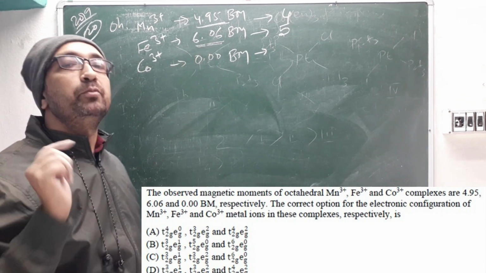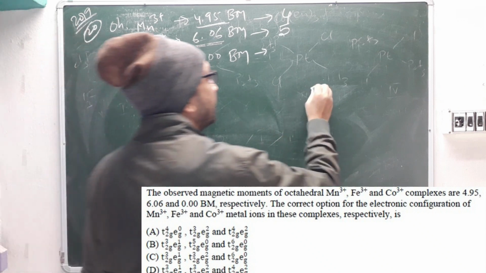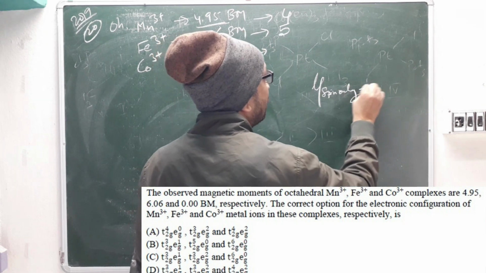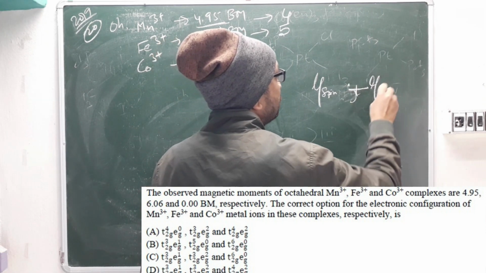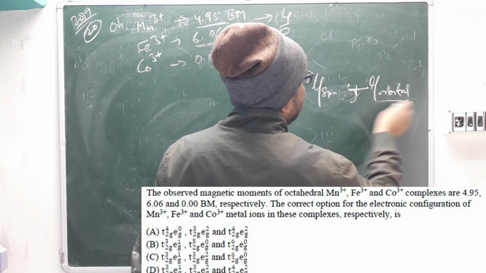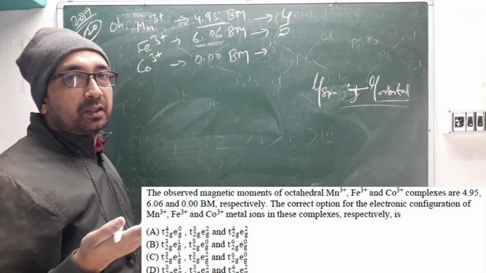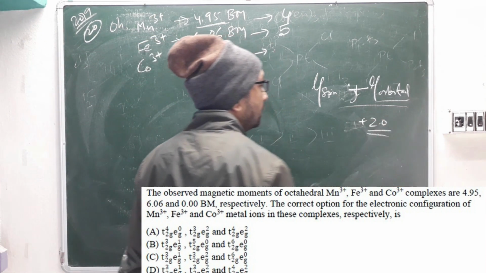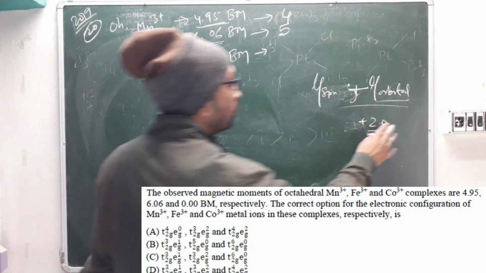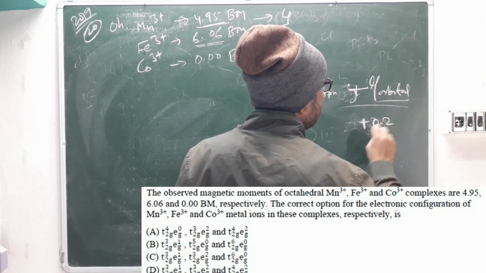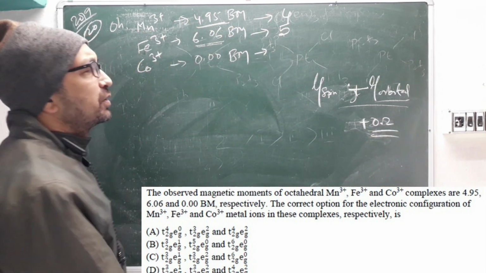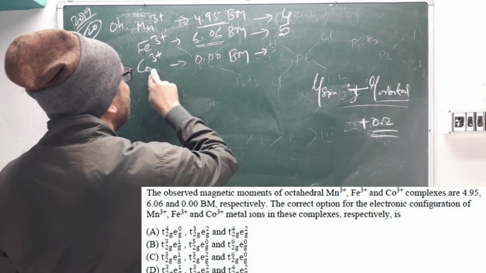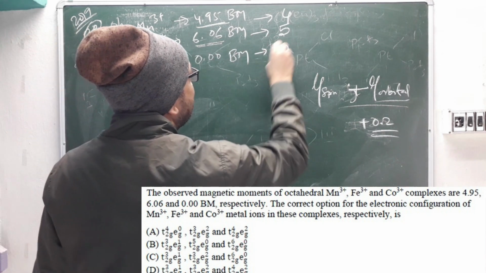Maybe the orbital magnetic moment they have also added, right? What we are calculating is mu spin only. Maybe in this, mu spin plus mu orbital, both they have added. If both they have added, you have to add plus 0.2 or 0.15, right? So this will be your 5 unpaired electrons. In cobalt 3 plus, 0 means there is no unpaired electron, 0 unpaired electrons.